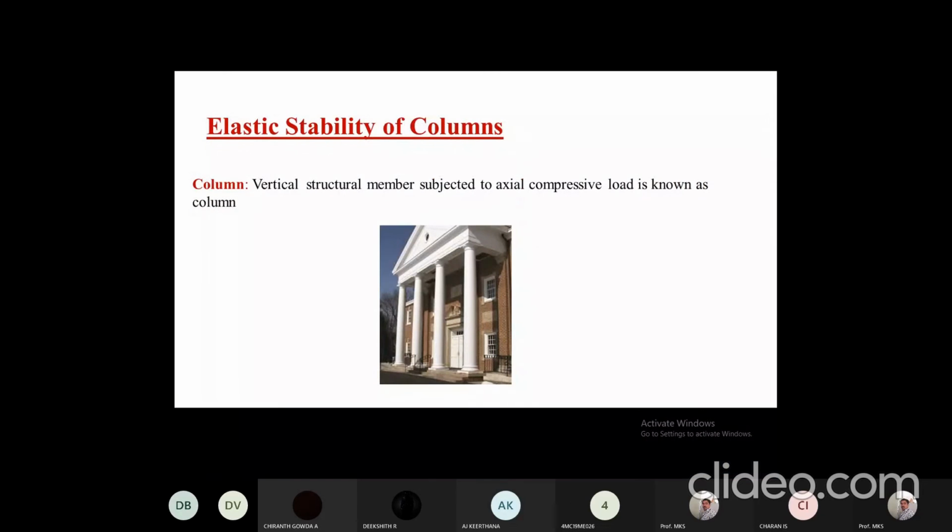So we finished with torsion of shaft. Next is elastic stability of columns. So you may get 10 or 20 marks questions in this. So it's a part of module 4.